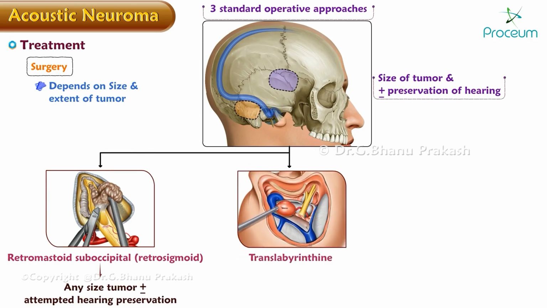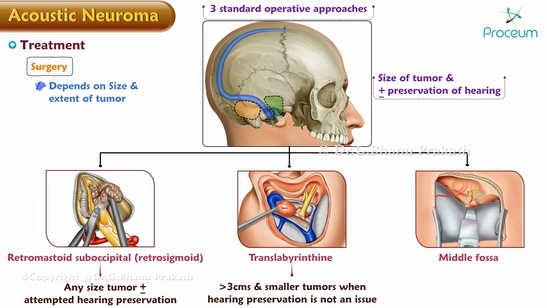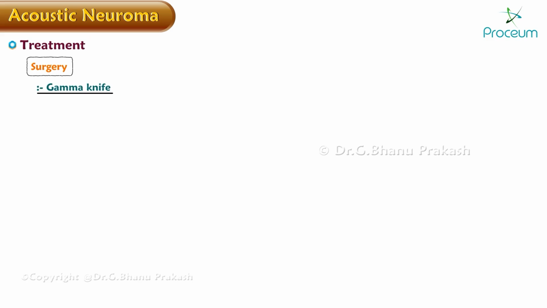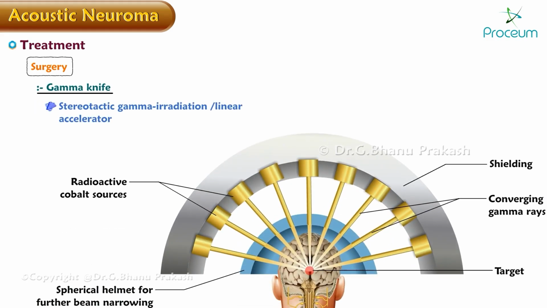Translabyrinthine. The translabyrinthine approach has been recommended for acoustic tumors larger than 3 centimeters and for smaller tumors when hearing preservation is not an issue. Middle fossa. The middle fossa approach is suitable for small, less than 1.5 centimeter tumors when hearing preservation is a goal.